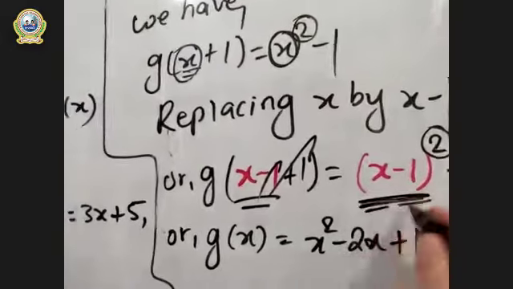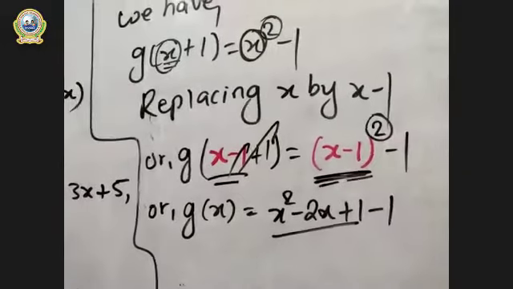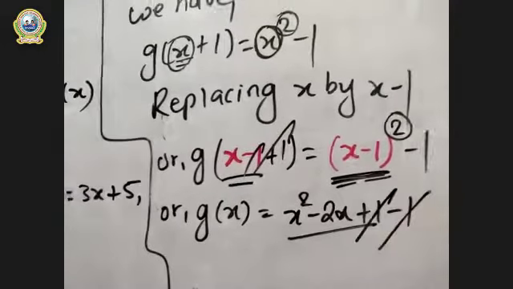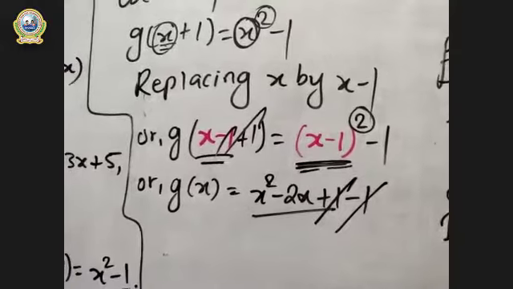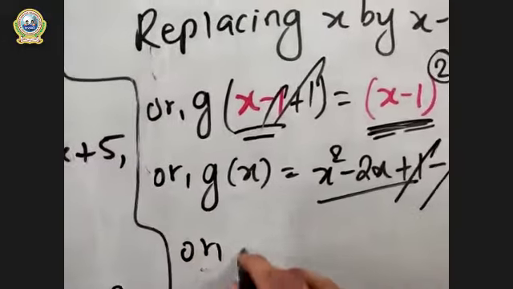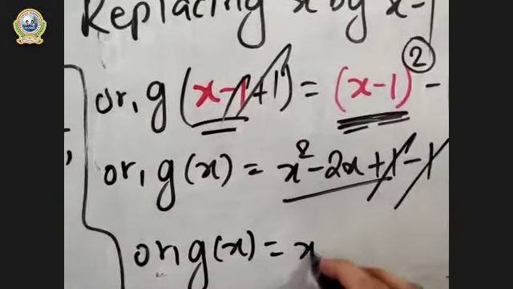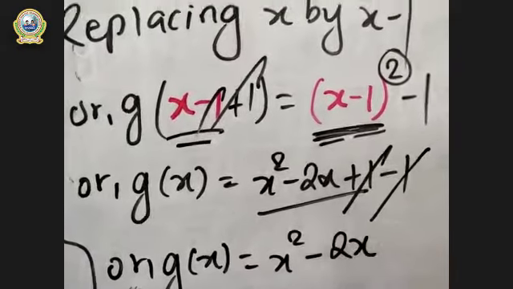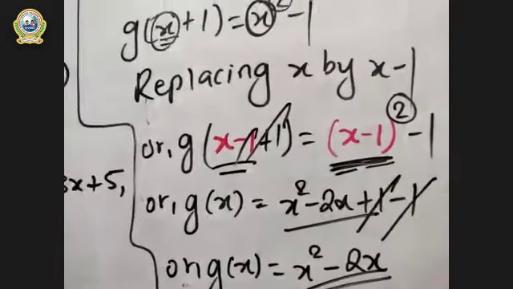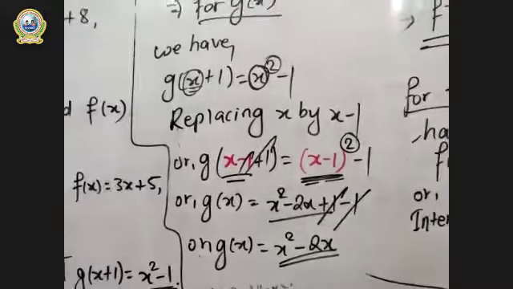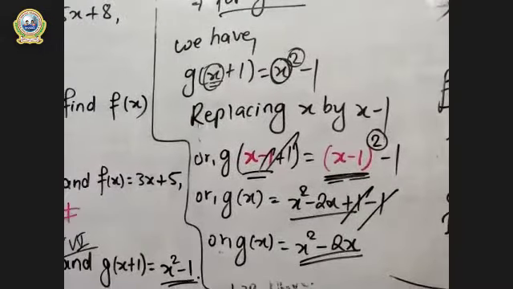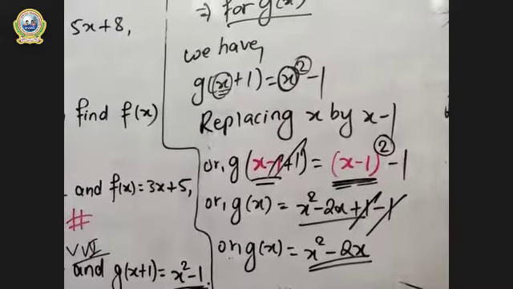This has been opened into this one, and minus 1 is as it is. So these two can be cancelled. Are you clear? So finally gx will be x square minus 2x. Are you clear? This is our gx. Is this clear? This is clear, right?